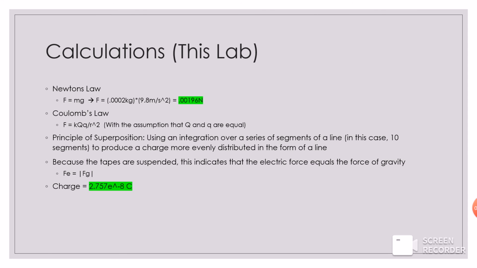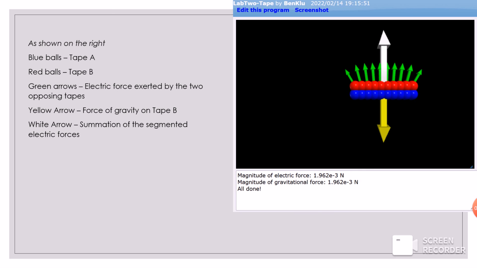In this lab, we calculated it using line charges. Again, we find with Newton's law the force of gravity, the same as last lab, approximately 0.00196 newtons. Coulomb's law was used in the last lab, but this time we'll use the principle of superposition, which uses integration over a series of segments of line. In this case, we use 10 segments to produce a charge more evenly distributed in the form of a line. This time we found the charge to be approximately 2.757 times 10 to the -8th coulombs.